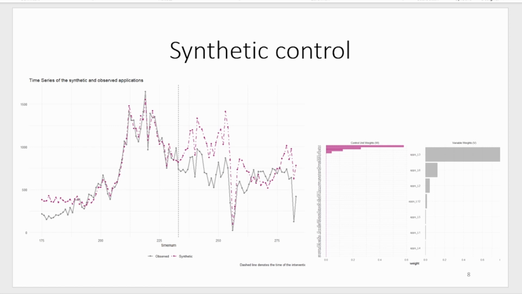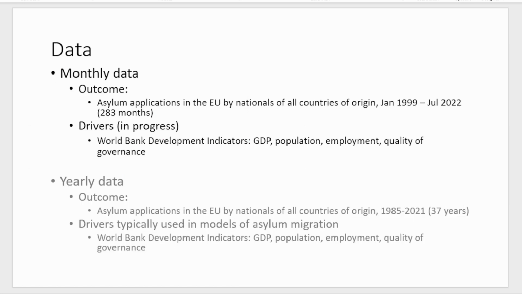These are our data. So again, the outcome is asylum applications in the EU by nationals of all countries of origin. We have monthly data from 1999 to 2022. Like I was mentioning, we're working on including drivers, world development indicators on GDP, population, employment, and quality of governance. But so far, it's just autoregressive. We can also use yearly data, but the problem with yearly data is that they have much less statistical power, of course. So for that reason, we are running this analysis at the monthly frequency. Now, let me show you some results.